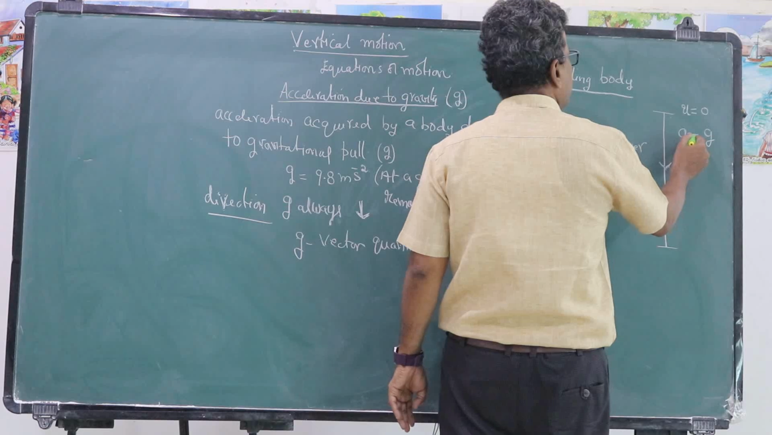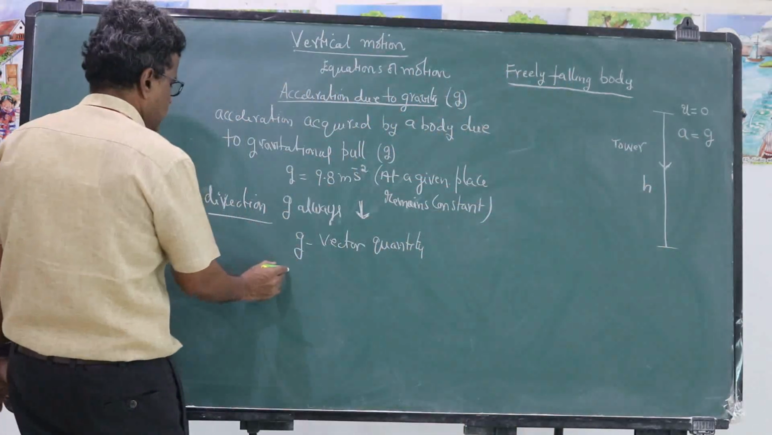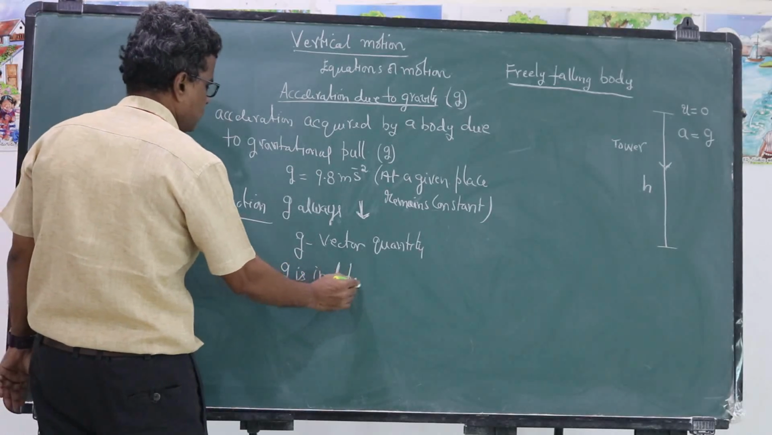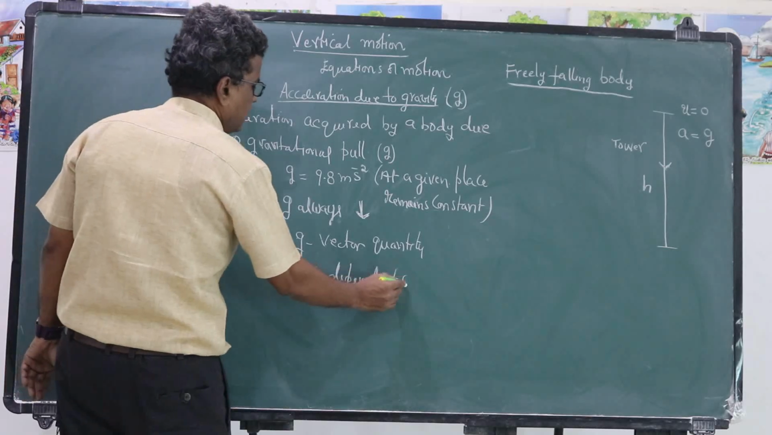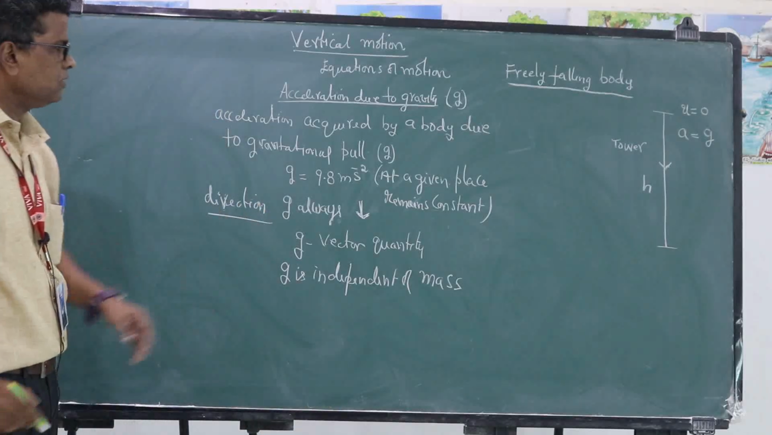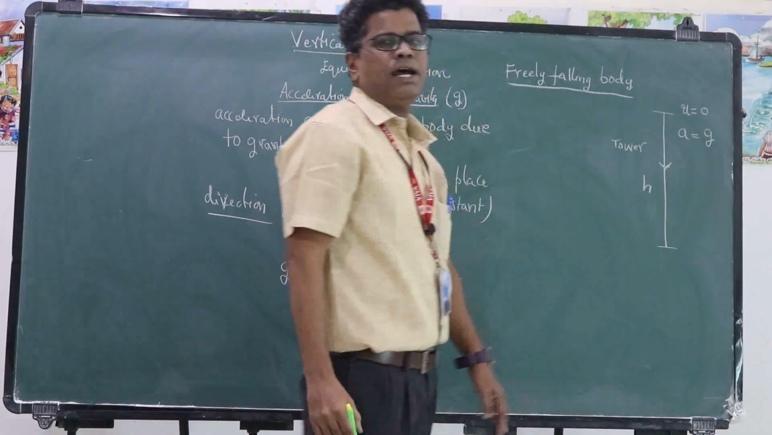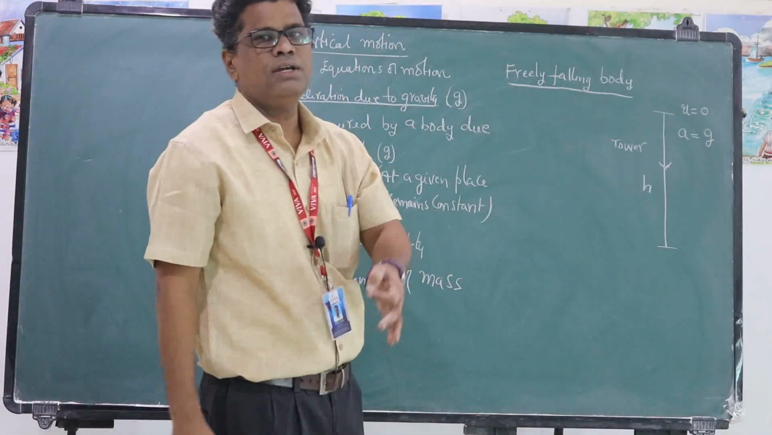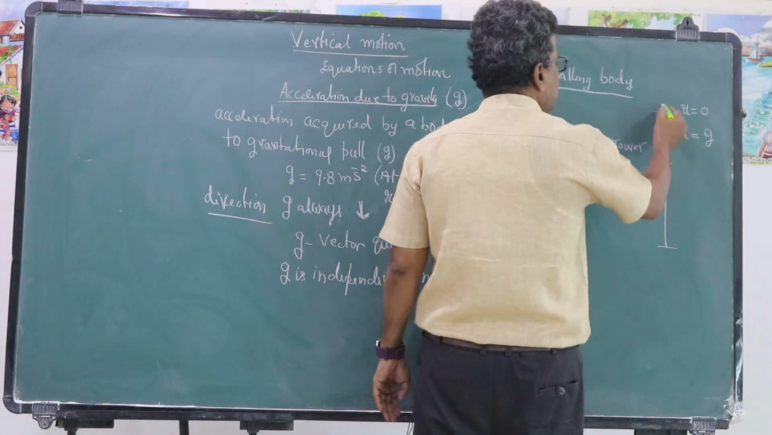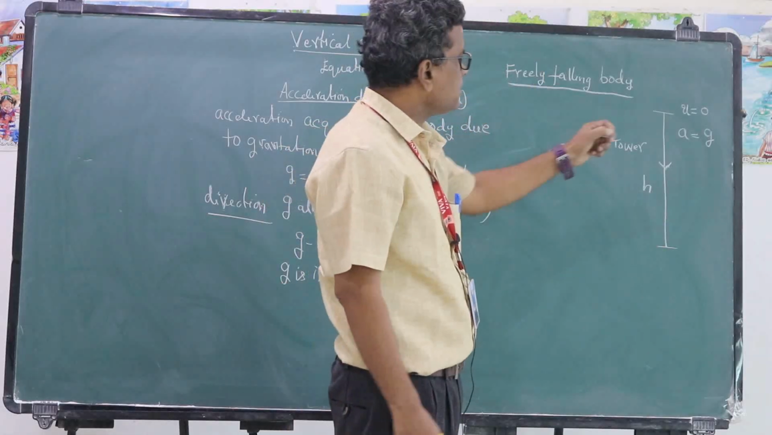Now, the acceleration due to gravity is independent of mass. So these are the things you have to learn. g is independent of mass: for a 1 kg body the acceleration is g, and for a 2 kg body it is also the same. During its downward motion, its velocity increases.